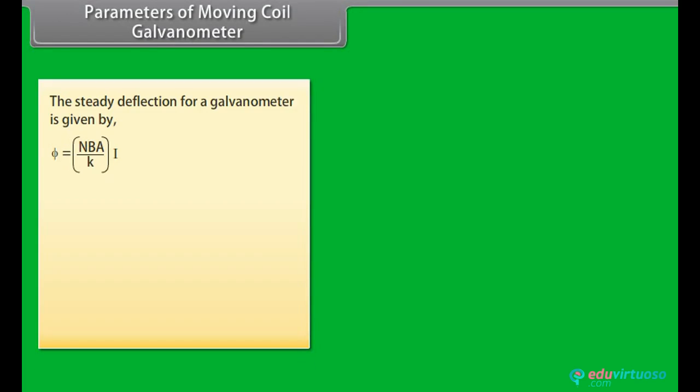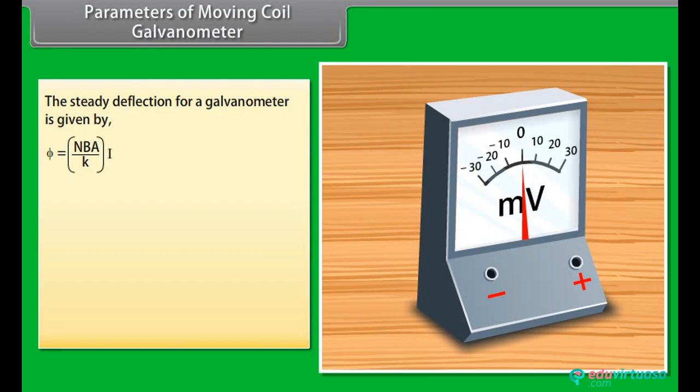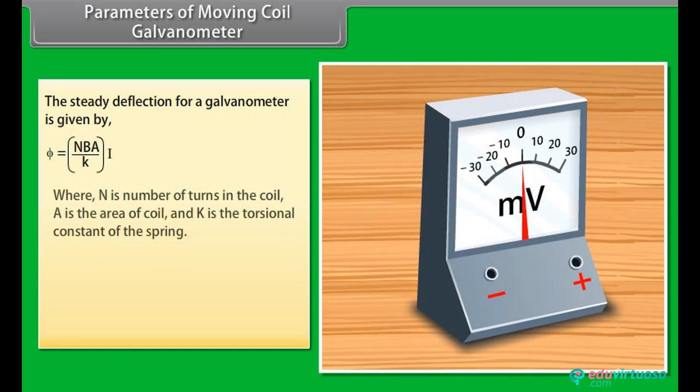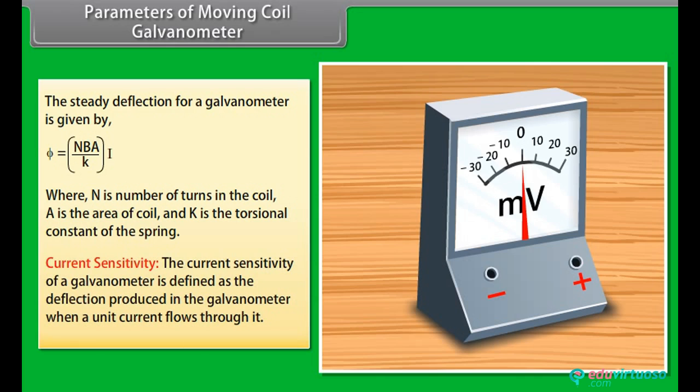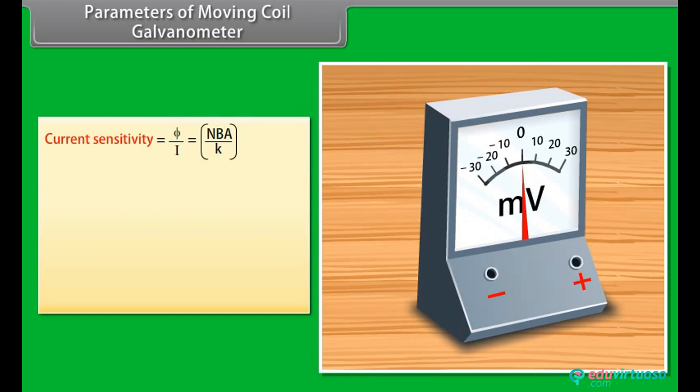Parameters of moving coil galvanometer. The steady deflection for a galvanometer is given by NBA upon K multiplied by I, where N is the number of turns in the coil, A is the area of the coil, and K is the torsional constant of the spring. The current sensitivity of a galvanometer is defined as the deflection produced in the galvanometer when a unit current flows through it. Current sensitivity is equal to phi upon I, which is equal to NBA upon K.